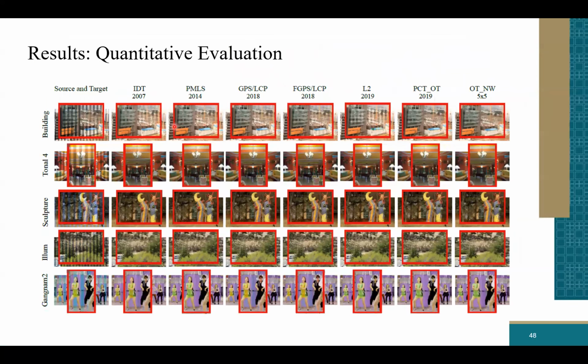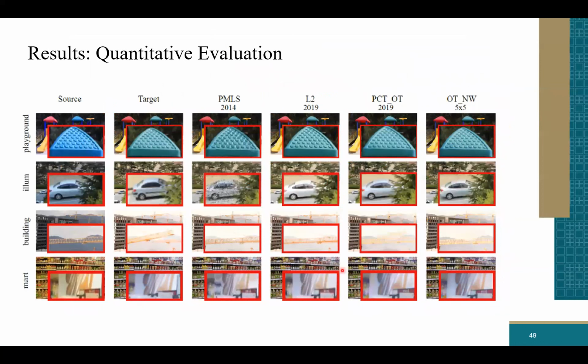Here we provide the qualitative evaluation. We can see that our approach, optimal transport with the Nadaraya-Watson smoothing technique, is successful in removing the color differences better than all the rest of the algorithms, including our previous approach. So it improves the performance over our previous approach. This figure shows the quality of the color transfer. Here we examine the noise and the JPEG artifacts.